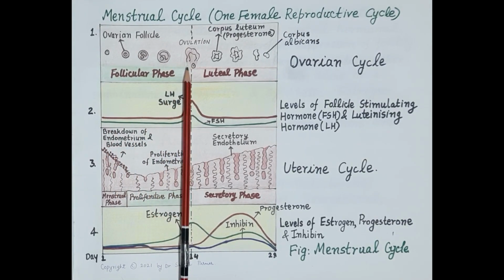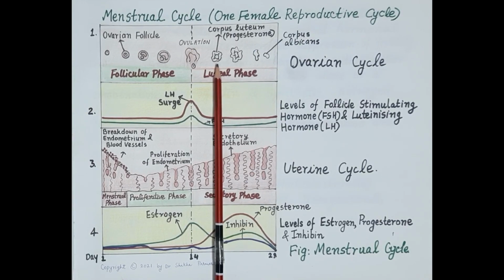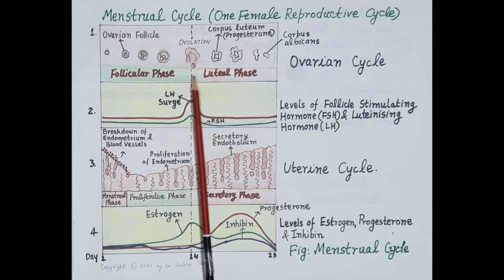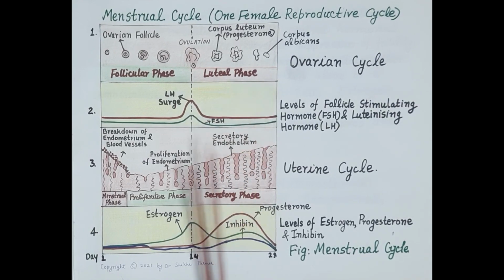Now on the 14th day, this ovarian follicle gets ruptured under the influence of luteinizing hormone, and this ruptured follicle releases the mature egg, which is released into the fallopian tube. This ruptured follicle gets transformed into the corpus luteum, and the corpus luteum produces a large amount of progesterone and a comparatively small amount of estrogen. So progesterone is produced only during the second half of the reproductive cycle, that is during the luteal phase.